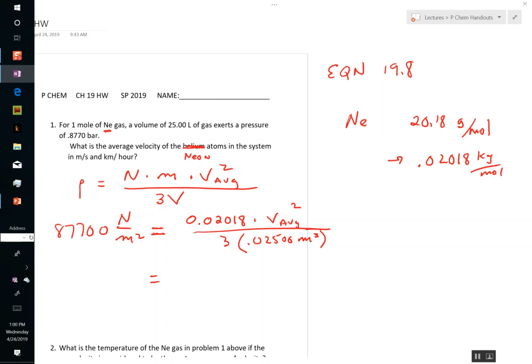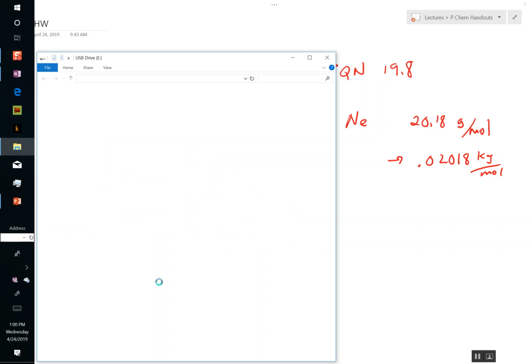Oh, they just divided by 1,000 to meters cubed. Meters to meters cubed. Yes, yes. 1,000 meters.